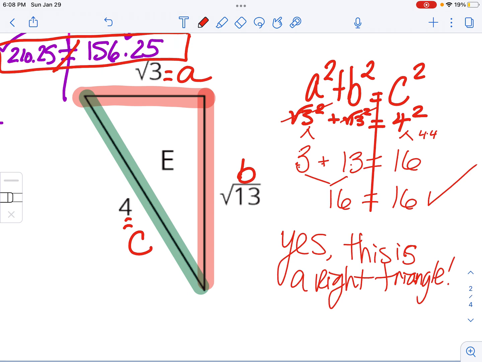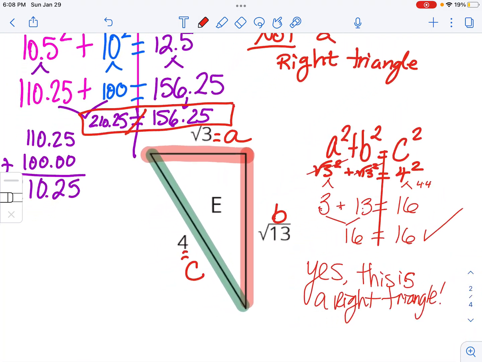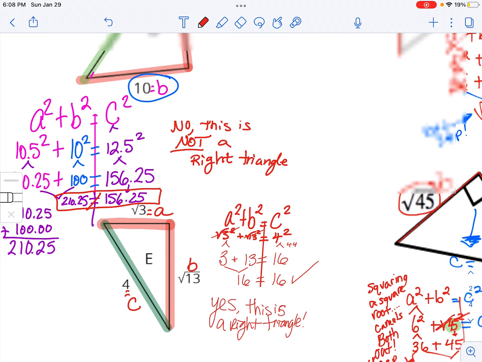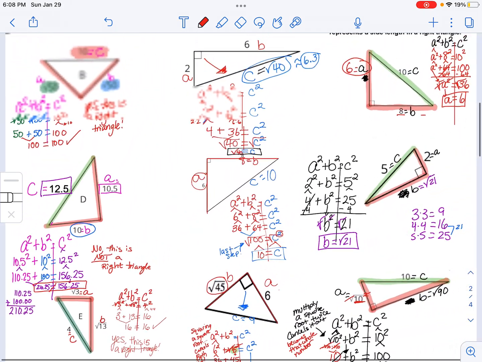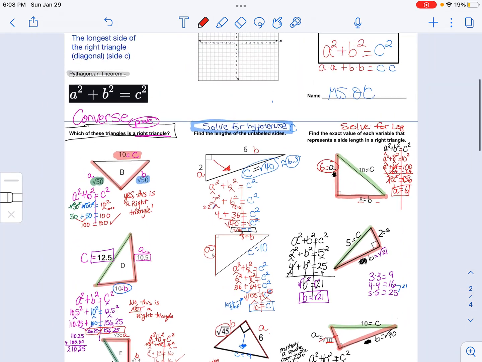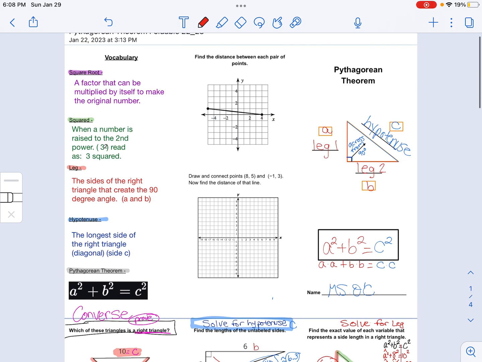So there is my proof. That is called the converse, proving if it's a right triangle. So you get all 3 side lengths all together, and then make sure that it's equal on both sides by checking your work. So now you have almost the whole foldable done, but the insides, the next video will be about the graphs. Thanks, guys.